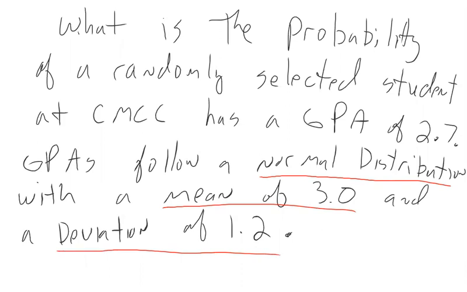If I put symbols to this, this is your mu, and this is your sigma. And then we are looking for the probability of a randomly selected student at CMC who has a GPA of 2.7. So this is our event, which is our X.